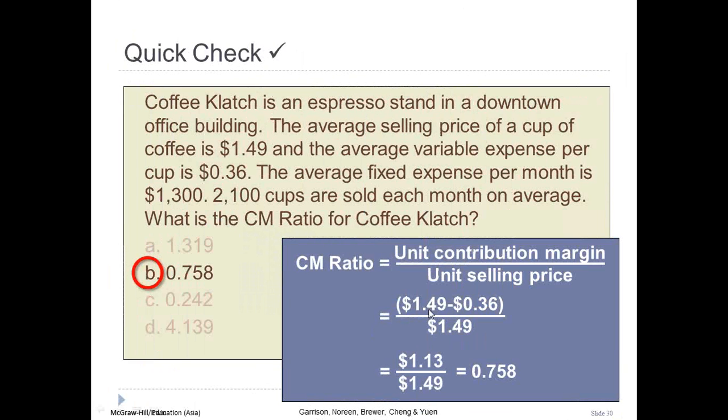So we take the $1.49 selling price less the 36 cents, divided by $1.49. Okay, that's the ratio.